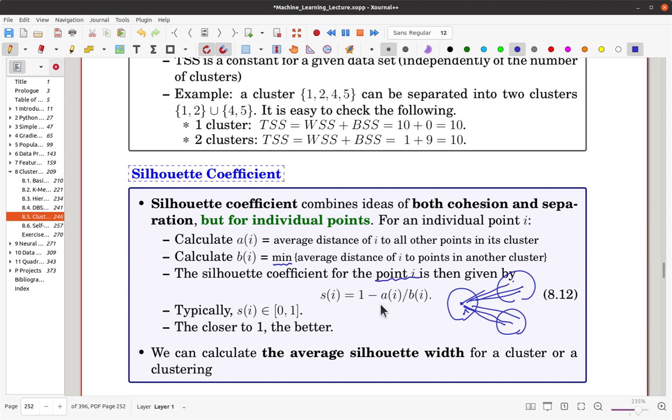Close to 1 means that a_i is small, which means that the within-cluster average distance is small, and b_i must be large, which means that it is well separated. So the idea is a combination of cohesion and separation. And also, we can calculate the average silhouette width. For all points, this score can be averaged.